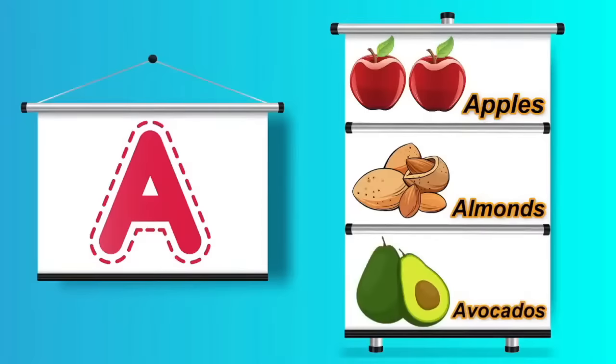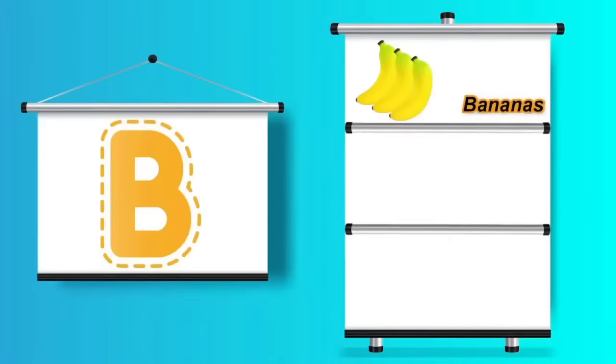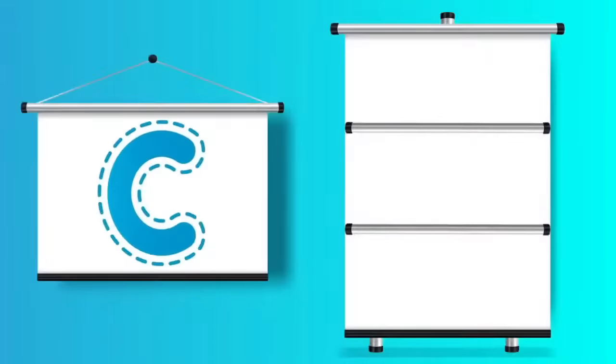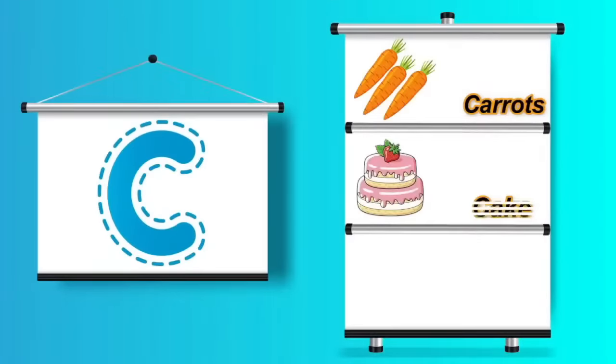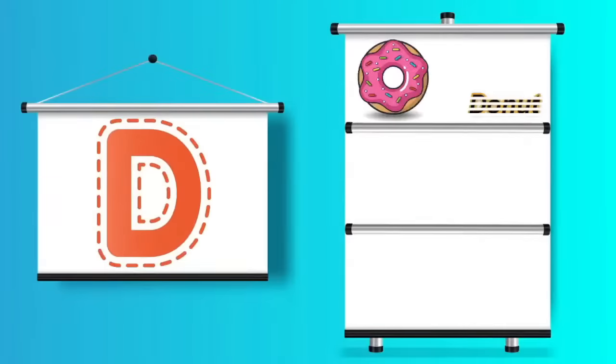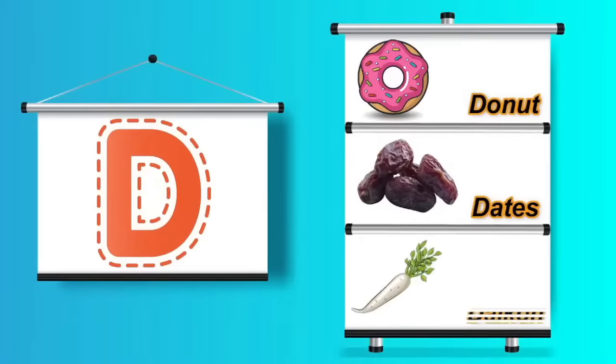A. Apples, almonds, avocados, all begin with the letter A. B. Bananas, butter, beans, all begin with the letter B. C. Carrot. Cake. Coffee. All begin with the letter C. D. Donut. Dates. Dayton. All begin with the letter D.